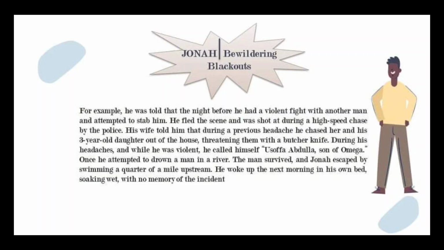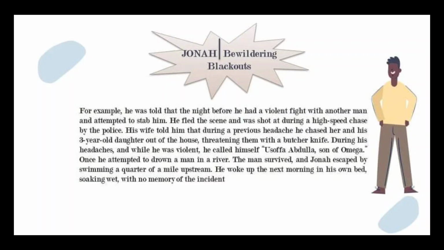In addition to Jonah, there were 3 separate identities or alters. So the first alter was named Sammy. Sammy seemed irrational, calm, and in control. The second alter is named King Young, which seemed to be in charge of all sexual activity and was particularly interested in having as many heterosexual interactions as possible. The third alter was the violent and dangerous Usufa Abdullah.